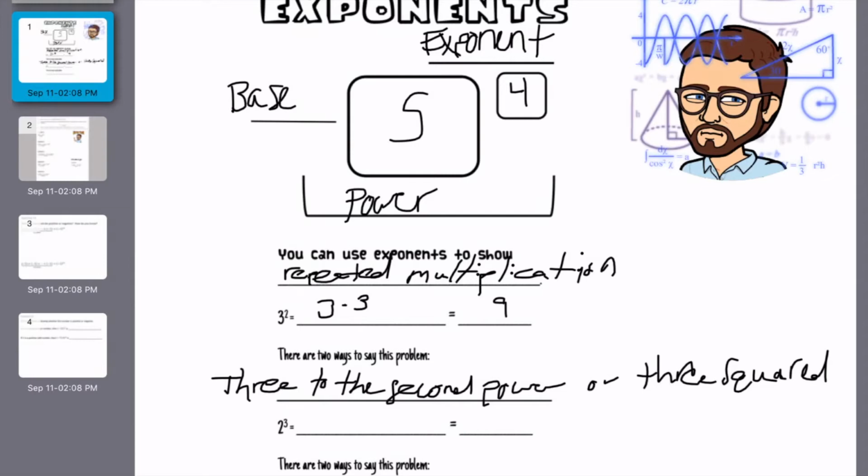So 2 to the 3rd power is just 2 times 2 times 2, which 2 times 2 is 4, times 2 again is 8. So again, two ways to say this. You can say 2 to the 3rd power or 2 cubed. Okay, let's go to the next slide.